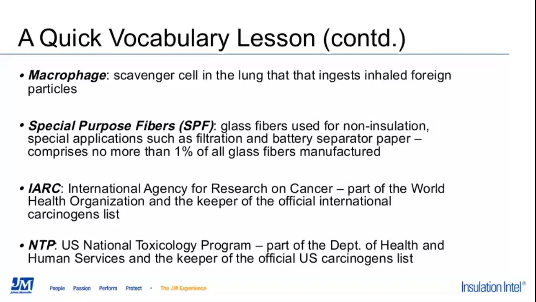Next, we have IARC, which stands for the International Agency for Research on Cancer. They're part of the World Health Organization, and they are the keeper of the International Carcinogens List. The NTP is basically the U.S. version of IARC, and it's the U.S. National Toxicology Program. They're part of our Department of Health and Human Services, and they're the keeper of our official U.S. carcinogens list. So these are some of the terminology we'll be using today. If you have any questions, again, you'll be able to refer back to this when we post it live online.